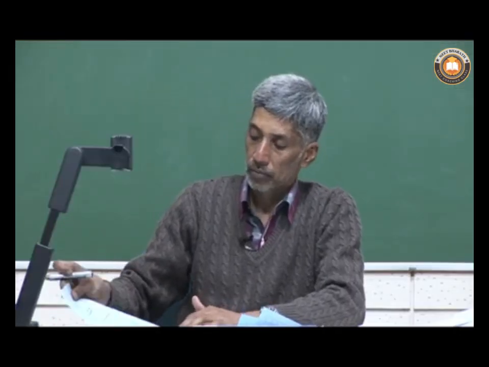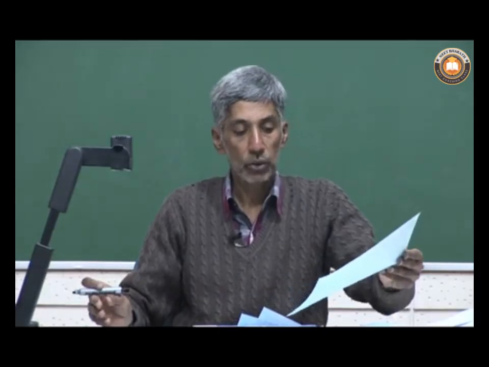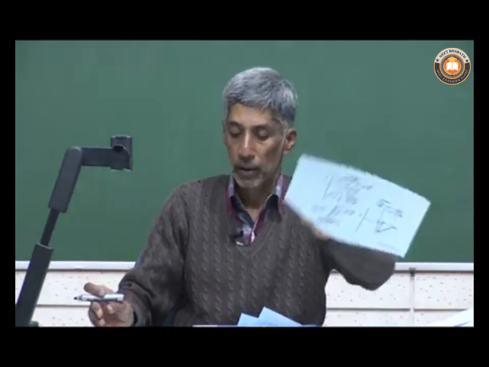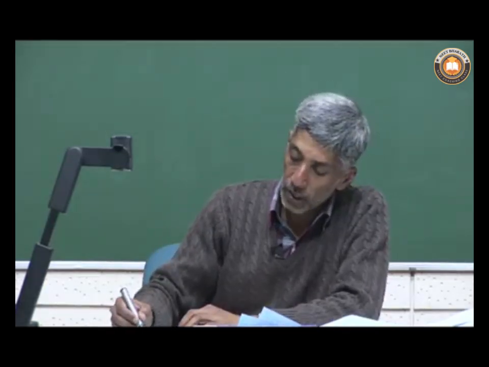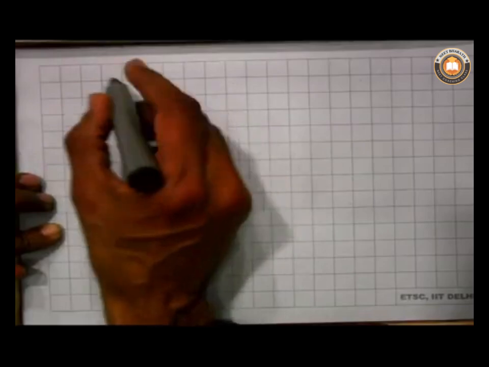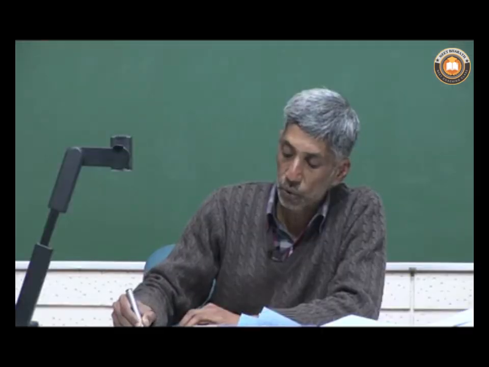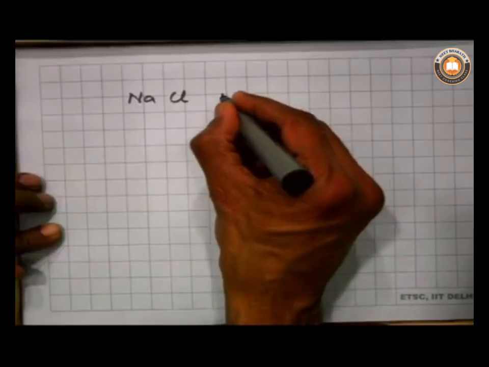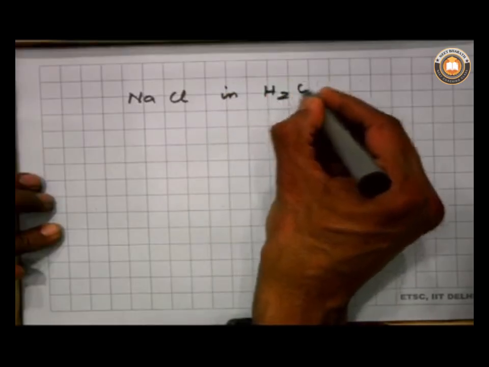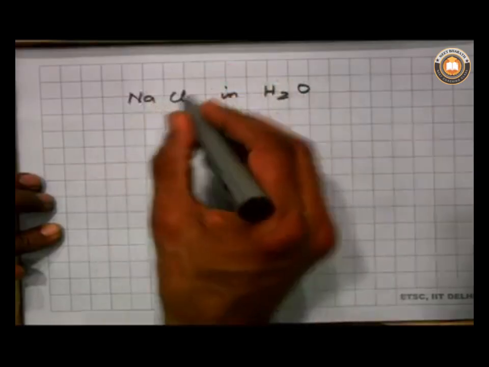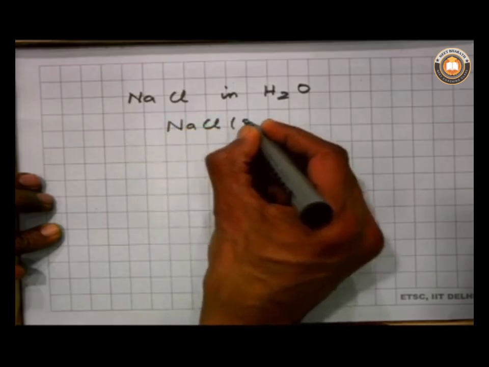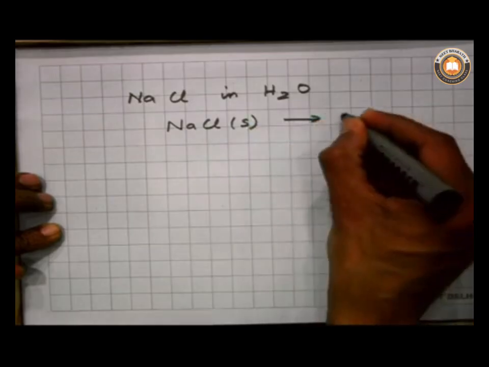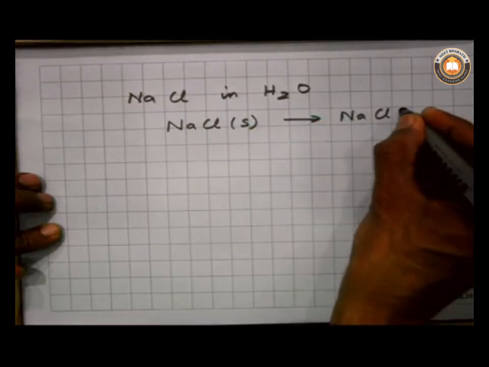So, now this is an understanding that we need to have as to what it is that we are doing. The first interaction that we have looked at is ion dipole. We already discussed this. So, if I take sodium chloride and put it in water, if you wrote this as a chemical equation, this will be NaCl solid. When I put it in water, it gives you NaCl aqueous.